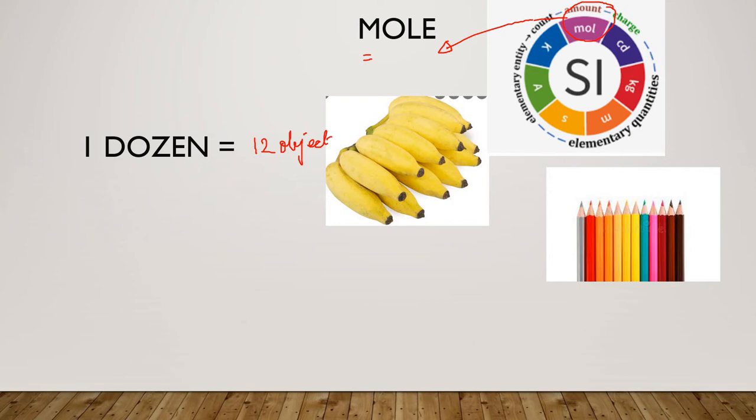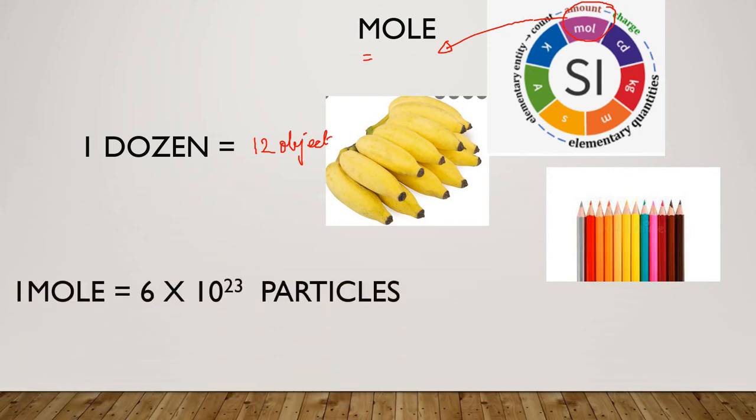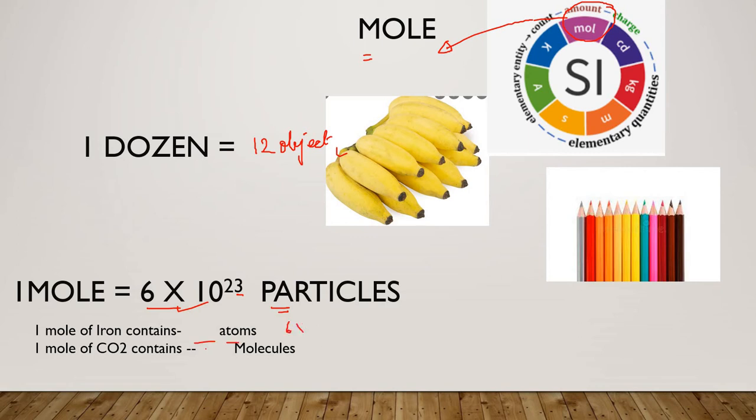Basically, amount of matter, what is that? It's the tiniest part of matter. So when I say 1 mole, it means 1 mole is 6 into 10 to the power 23 particles, whatever substance I'm talking about. For example, when I say 1 mole of carbon contains how many atoms, you will say 6 into 10 to the power 23 atoms. When I say 1 mole of CO2 contains how many molecules, you will say 6 into 10 to the power 23. It doesn't matter whether I'm putting compounds, atoms or molecules, you give the answer accordingly.